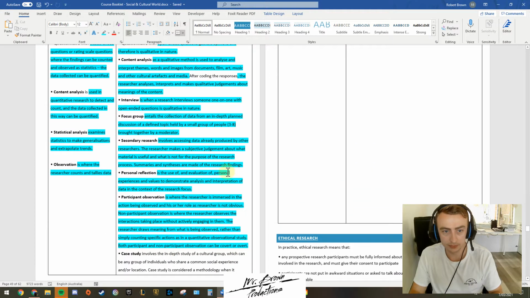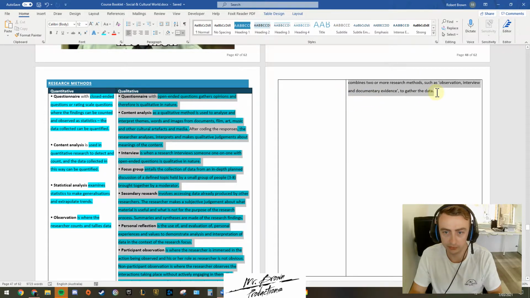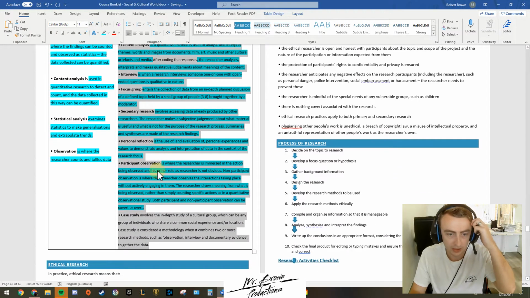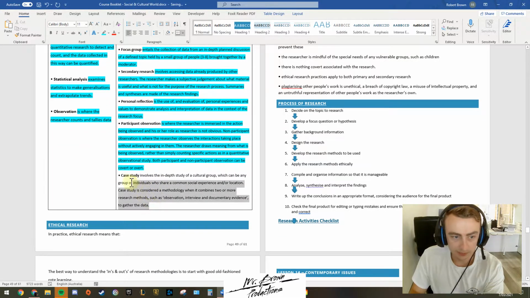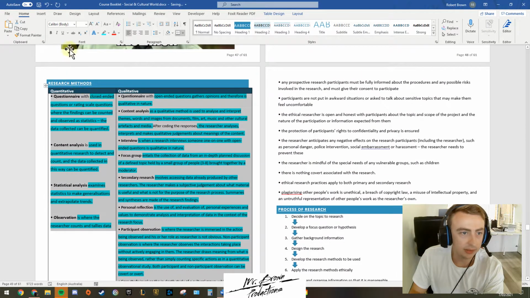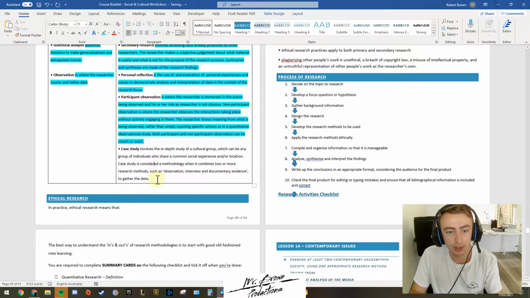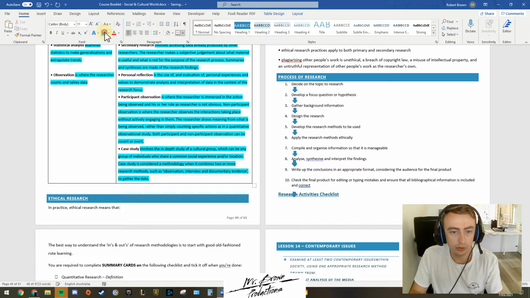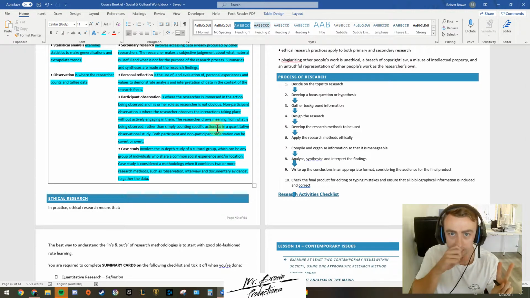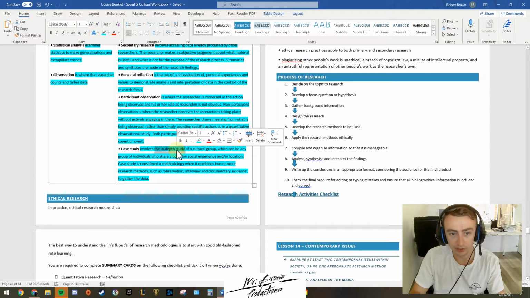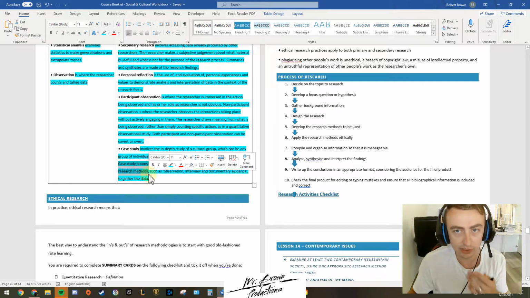Now the last one, and I'm just going to make this a little bit smaller just so it fits on the page for a second, is the case study. So what the case study is, is when you combine usually two or more research methods together. So it's qualitative because it's an in-depth study of a cultural group, and it's only considered a methodology when it combines 2 or more research methods. So that's the key part there.